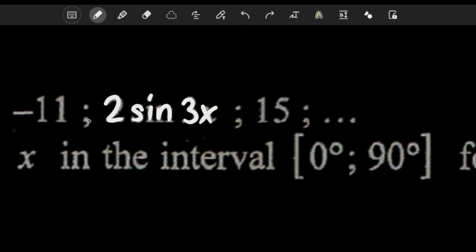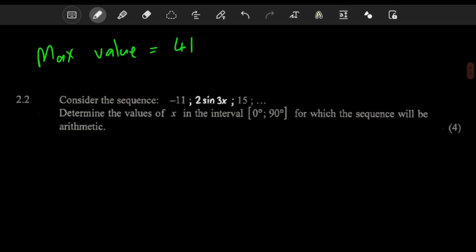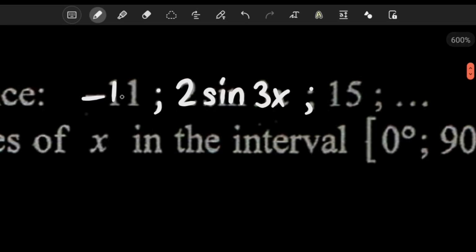So with this kind of question, obviously you don't overthink it. Just keep calm and don't mind the sine 3x too much, or the 2 sine 3x. Just treat it like a normal question. Here it says consider the sequence. Fine, we have a sequence. This sequence is going on and on. They say determine the values of x in the interval 0 to 90 for which the sequence will be arithmetic. For this sequence to be arithmetic, it will need to have a common difference.